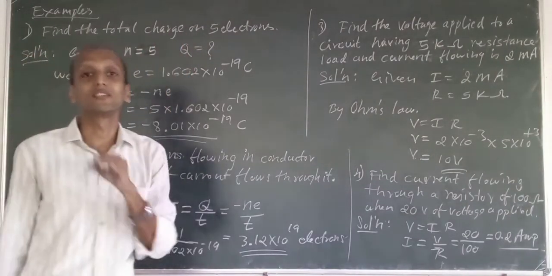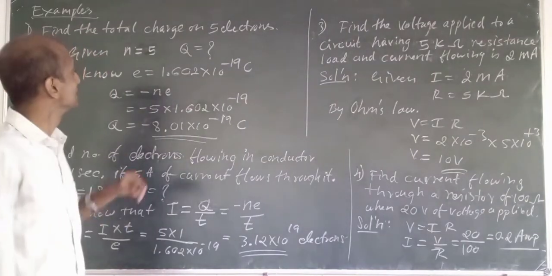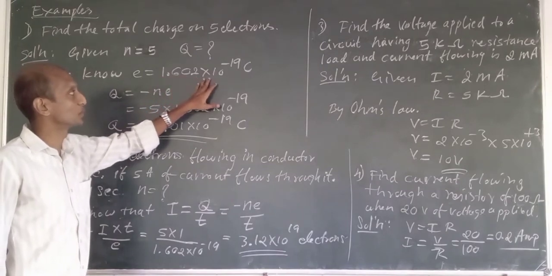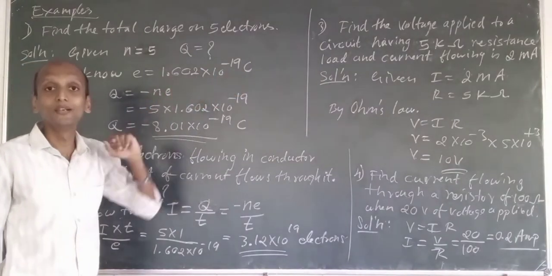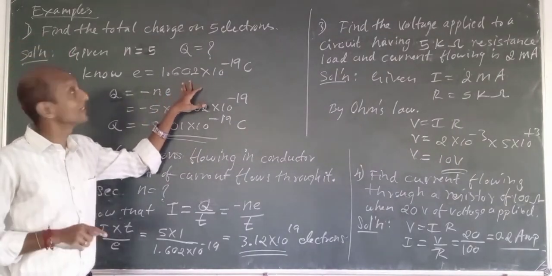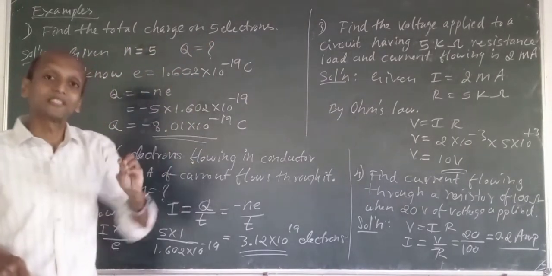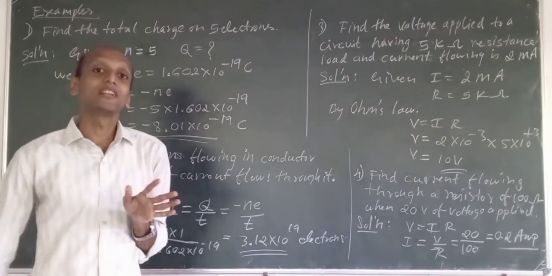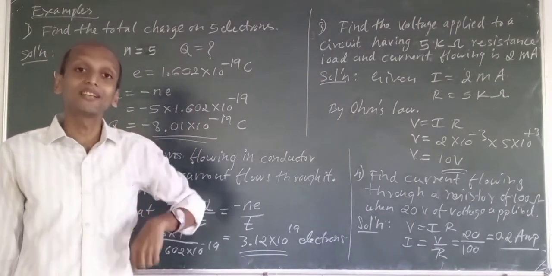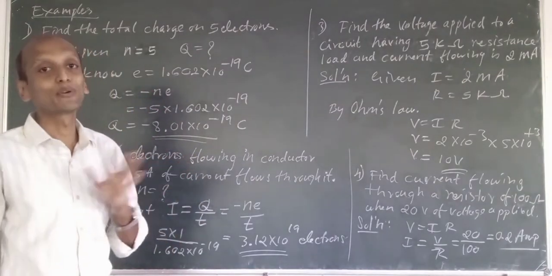So we know that, what is the charge carried by a single electron? A single electron carries the charge of 1.602 × 10^-19 coulombs, isn't it? So this is the charge carried by a single electron. The question is to find the total charge on 5 electrons, that is, how much charge will be carried by 5 electrons in total.